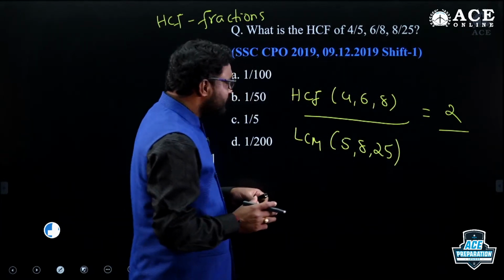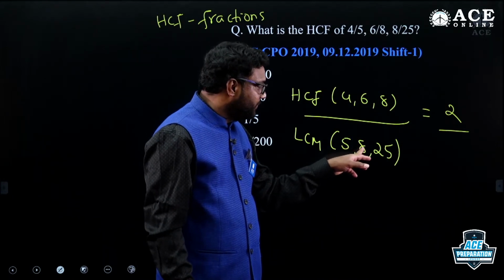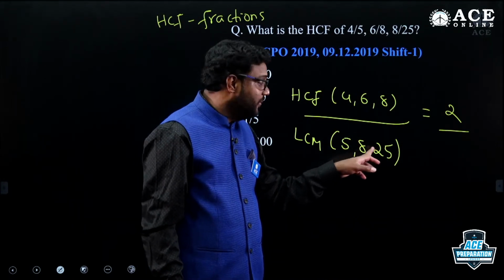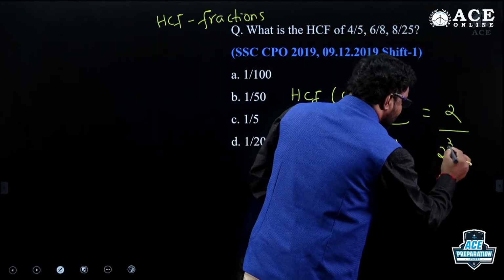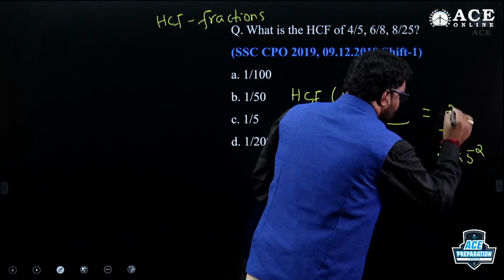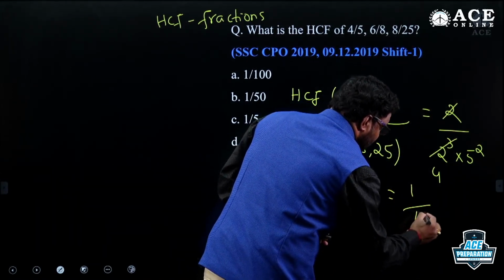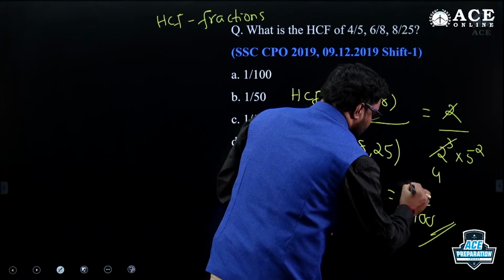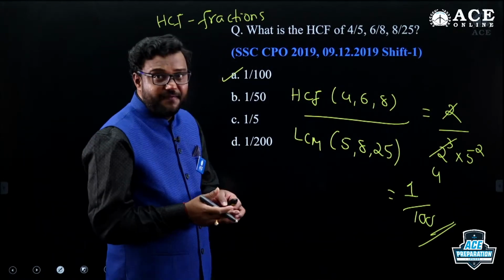And here for the denominator LCM, it's 8 into 25, we'll get 200, is it? Okay, 2 cube. Highest power of 2 is 2 cube. Highest power of 5 is 5 square. So we'll get it finally 1 by 100, my dear friends. 1 divided by 100. Okay, so option A.